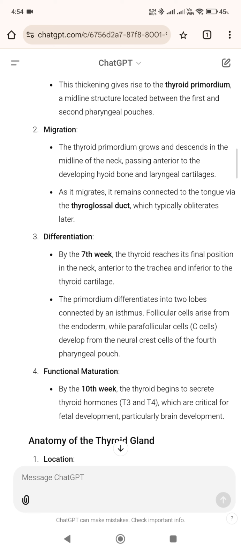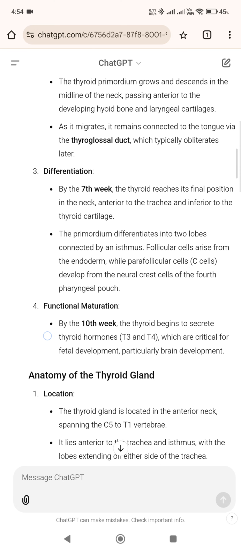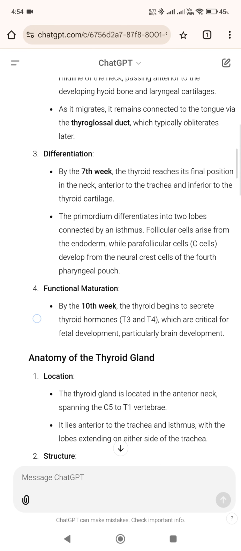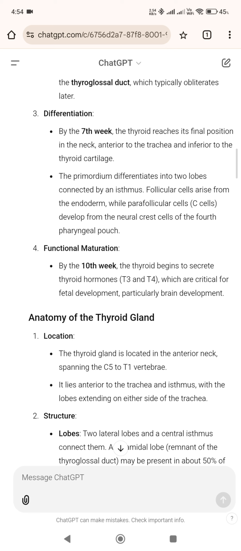3. Differentiation. By the seventh week, the thyroid reaches its final position in the neck, anterior to the trachea and inferior to the thyroid cartilage. The primordium differentiates into two lobes connected by an isthmus. Follicular cells arise from the endoderm, while parafollicular cells, C cells, develop from the neural crest cells of the fourth pharyngeal pouch.